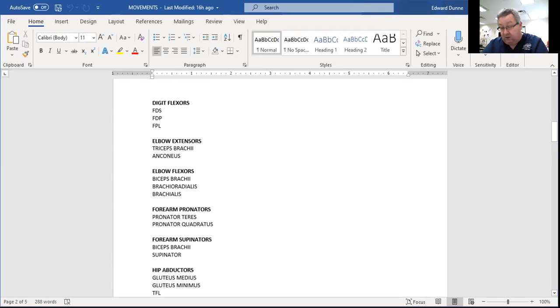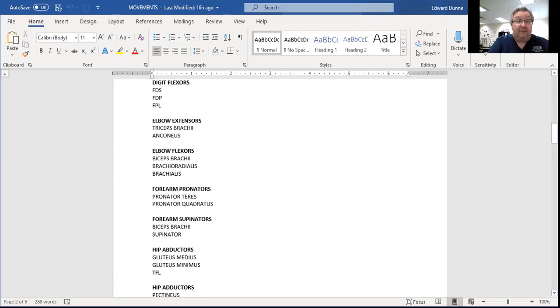The final flexor of the digits is the Flexor Pollicis Longus. Again, pollicis means thumb, so it is the main flexor of the thumb. It's the movement that slides the thumb across the fingers. All right. So we're going to go to the elbows now.